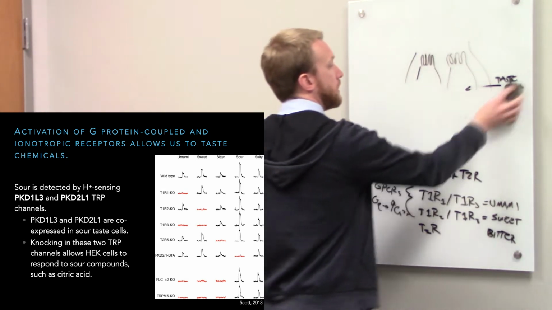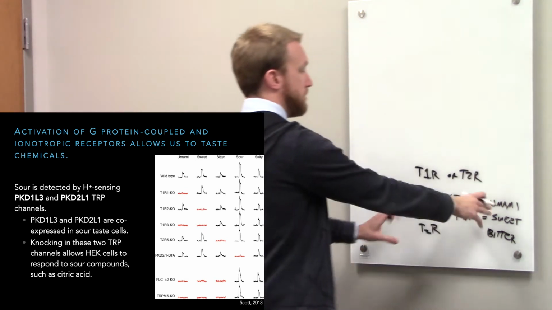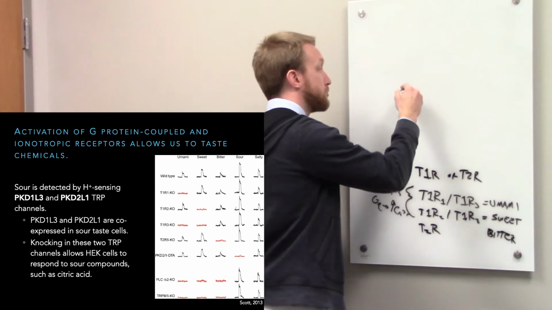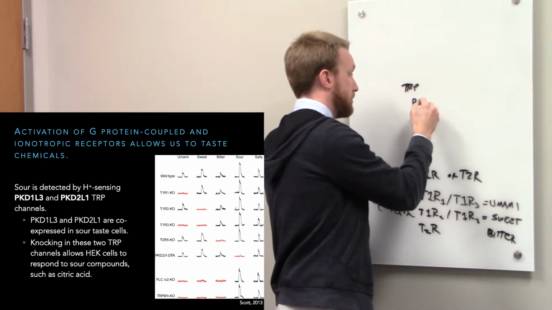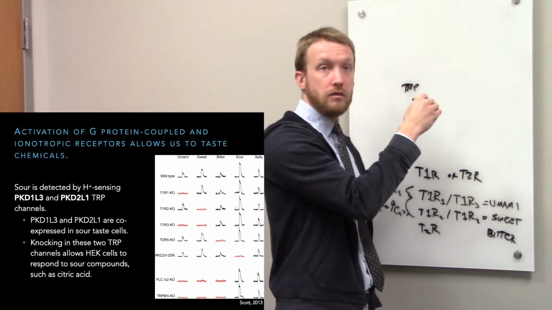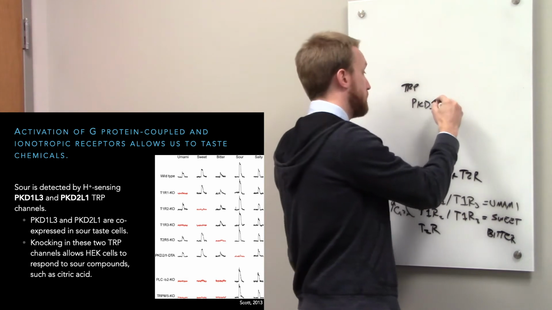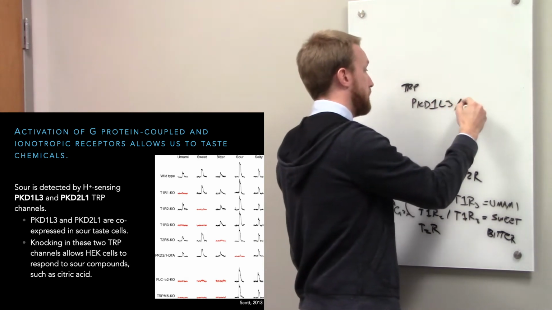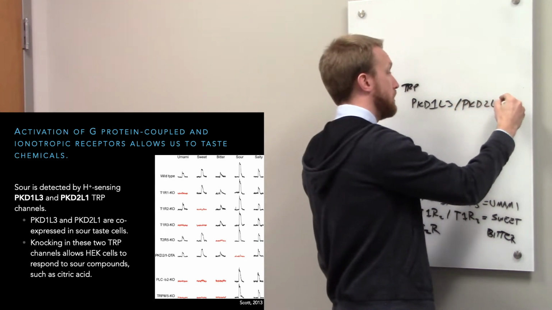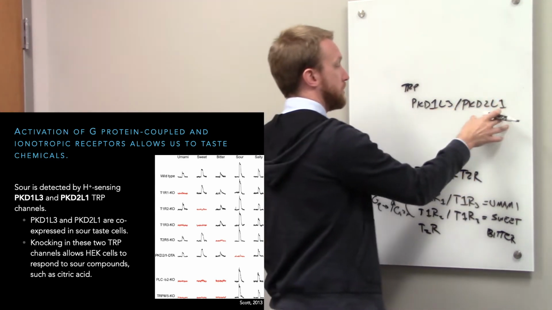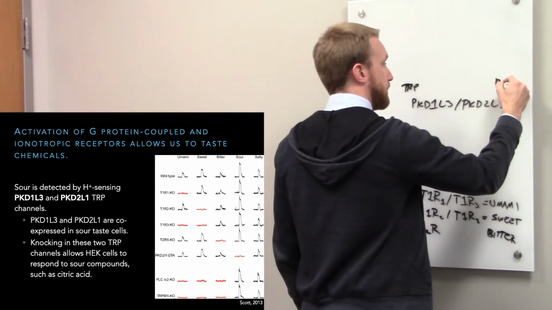So now we're going to move on to ionotropic receptors. So we use GPCRs for these. We're going to use TRP channels. This will be PKD1 L3 for what that's worth, and PKD2 L1. So these are just components of TRP channels that are expressed to detect bitter.